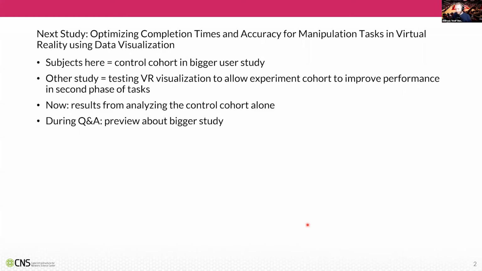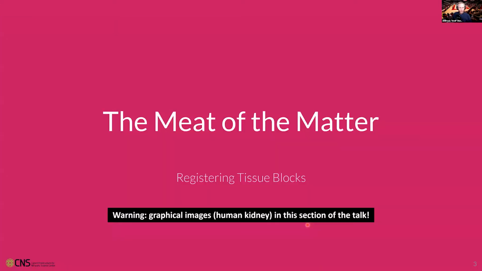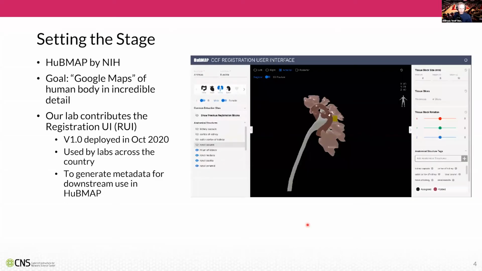And then during Q&A, if there is any time, we can give you a preview about the results of that bigger study. So let's get into the meat of the matter. We're going to talk about registering human tissue blocks. And just a little warning, there's going to be some graphical images of a human kidney coming ahead, although I assume most of you have seen those by now.